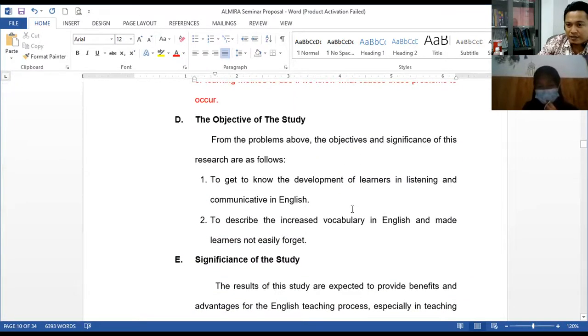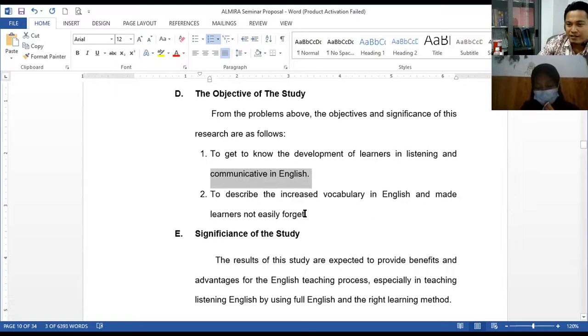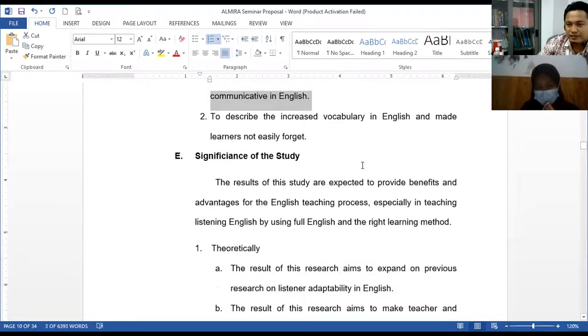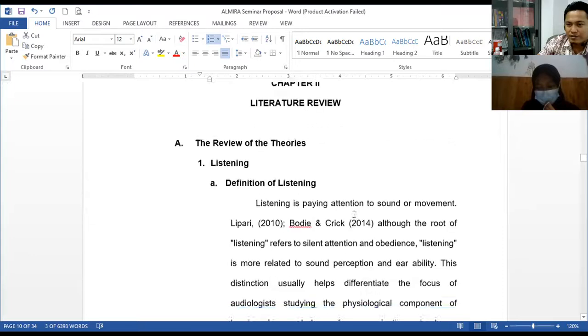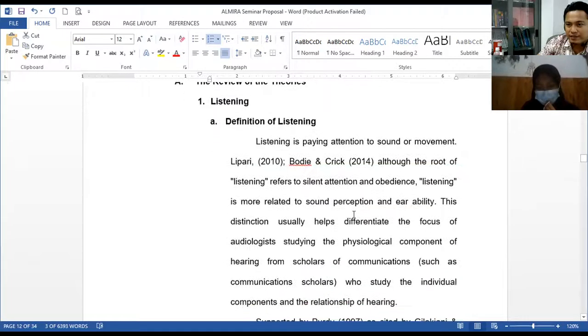The objective of the study is to get to know the development of learners' listening and communicative skills. Here you're mentioning communicative in English. It should be focused on this one, because communication and listening are two different variables. And learners, that is okay. This will be okay. And the significance is all good for your second chapter.